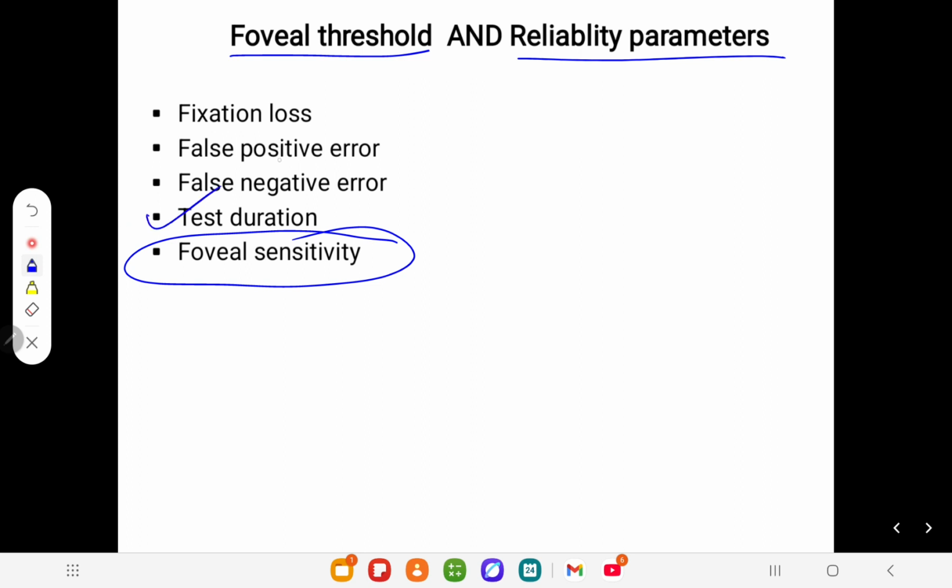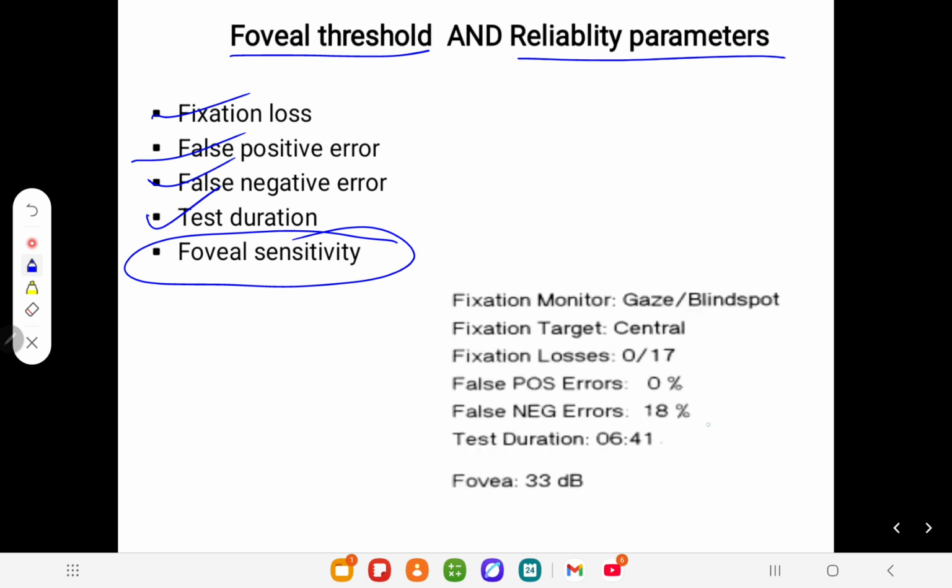Other indices: one is test duration, false positive and false negative, and fixation loss. That's very important. Foveal threshold, 33 decibel, which is approximately better, 35, 36 in a young patient. Test duration depends upon which type of program we are using for the threshold determination, like SITA Fast will be maximally fast, and standard will take a little bit more time.